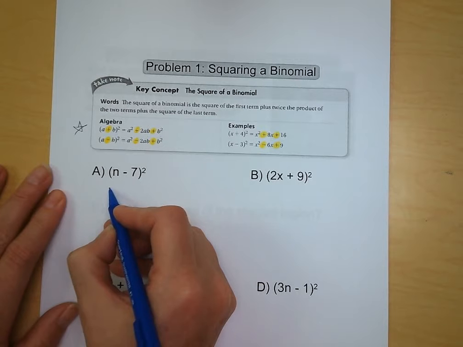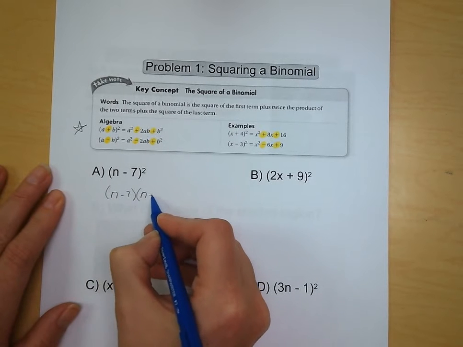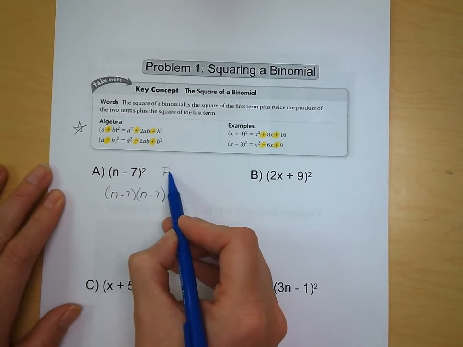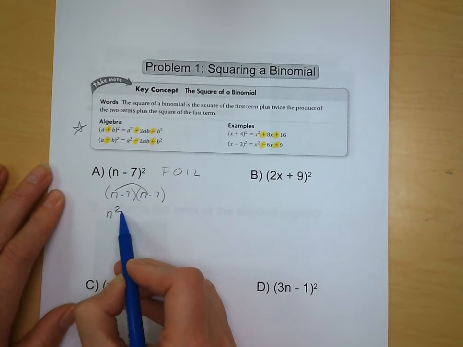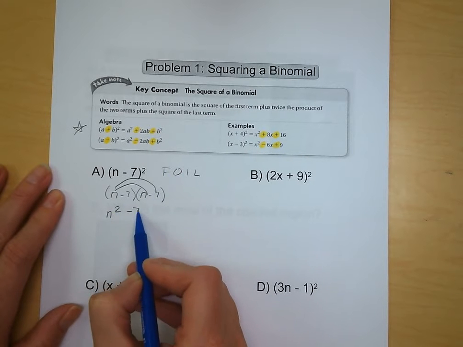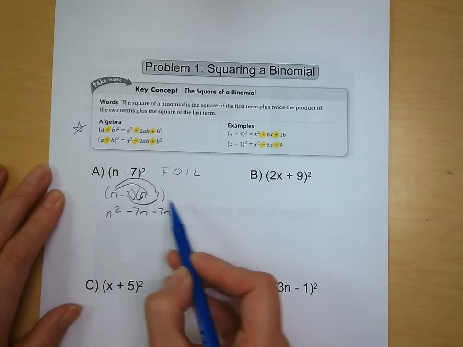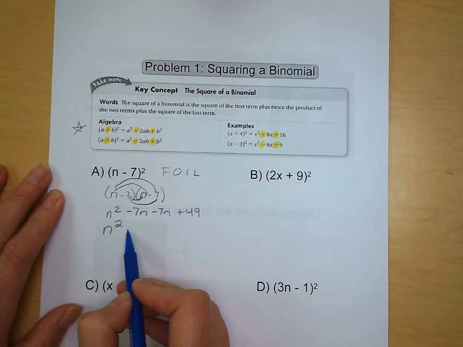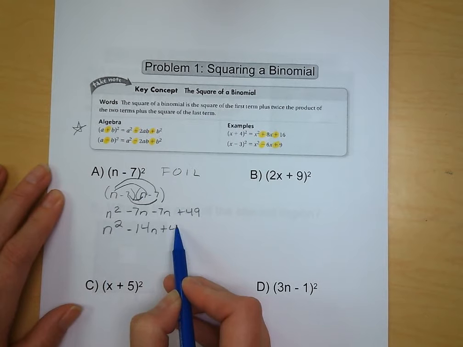We've got n minus 7, and that whole term is being squared. So it's n minus 7 times n minus 7. So we do our rainbows. First is n squared, outer minus 7n, inner minus 7n, last plus 49. And when we simplify, we have n squared minus 14n plus 49.